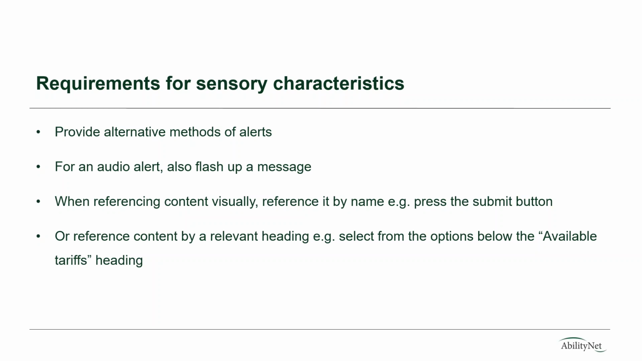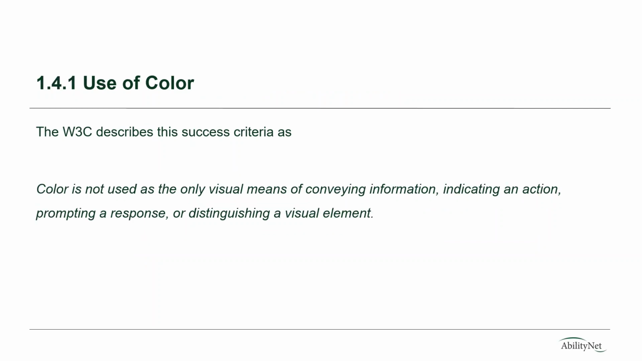And if you do reference something visually, instead of saying press the square button, say press the submit button. You're describing the text on the button, which can be read by all users if they're using a screen reader, if they're hearing impaired, and so on, instead of describing it by shape, which will be less easy for people who cannot see the page or perceive the page visually. Now, this is a very common one.